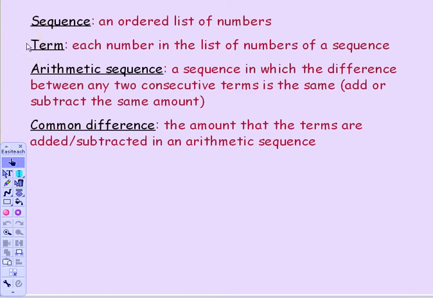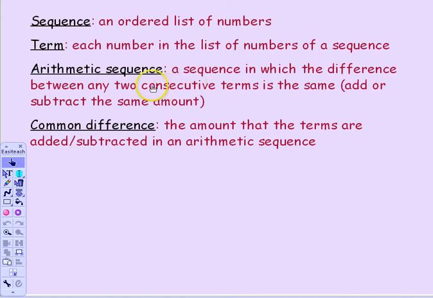Each sequence is made up of an infinite number of terms. A term is just each of the numbers in the list. We separate those with commas. An arithmetic sequence is a special kind of sequence where the next number in the sequence is found by adding the same amount. So every time you start with the sequence, you add the same amount every time to go from one term to the next.